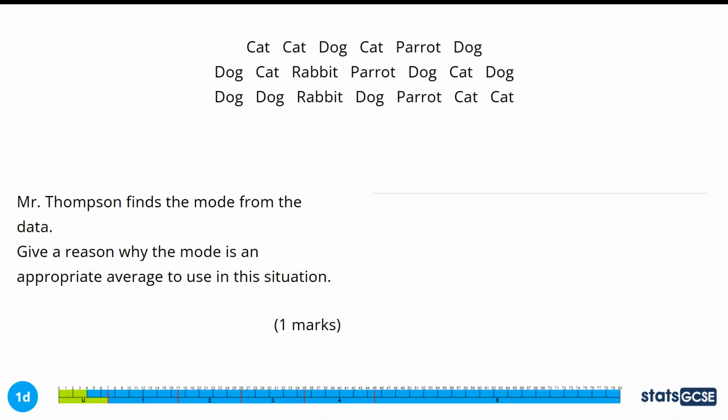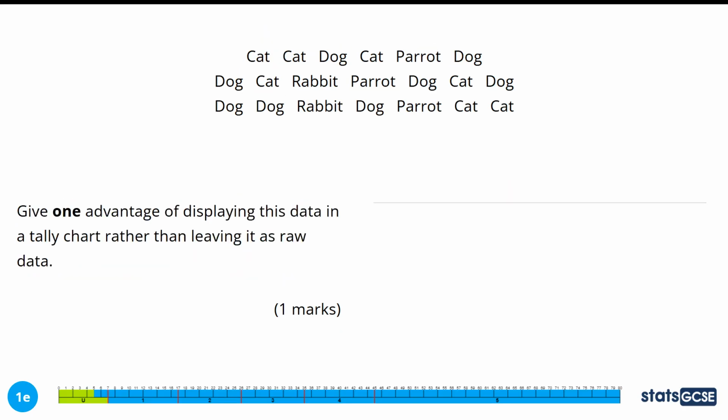Mr. Thompson finds the mode from the data. Give a reason why the mode is an appropriate average to use in this situation. Something that you'll notice about the data that we have here is they're all words, and the only average that can work with words is the mode. So the data is not numeric, as in it's not a number, therefore the mode is appropriate.